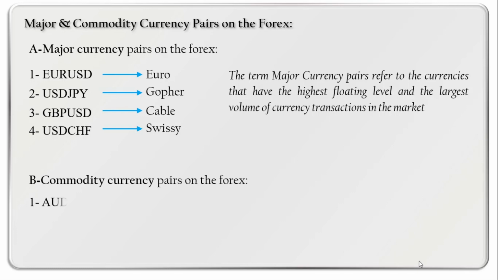B. Commodity currency pairs on the Forex. 1. AUD/USD, USD/CAD, NZD/USD. The reason that traders call these currencies commodity money is that their prices in the market mostly fluctuate as per the commodity prices. For instance, the Australian dollar is affected by factors such as production of commodities, gold, coal, iron, copper, and many other minerals.